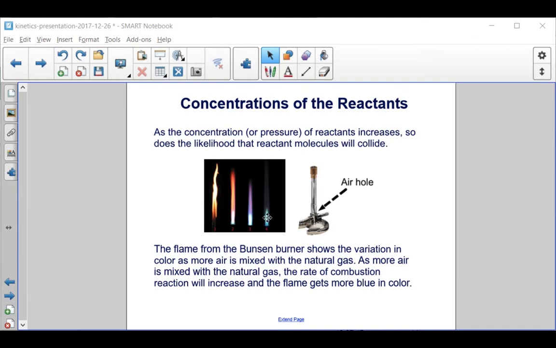So this blue is a very fast, much faster reaction rate as the concentration of the reactants are increased. Also, we know that this is a much hotter burning flame. So as the concentration increases, so does the rate of the reaction.